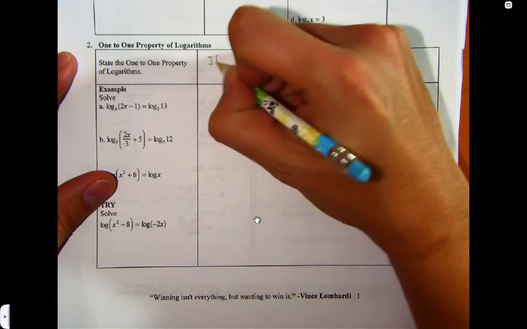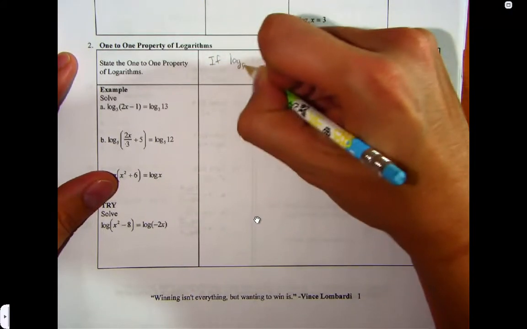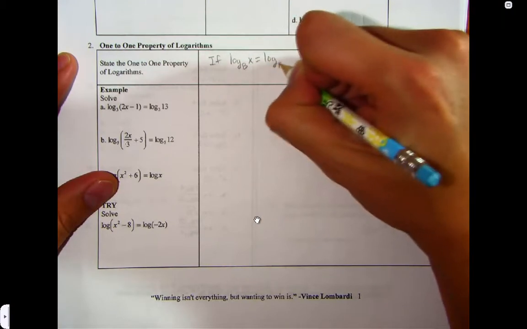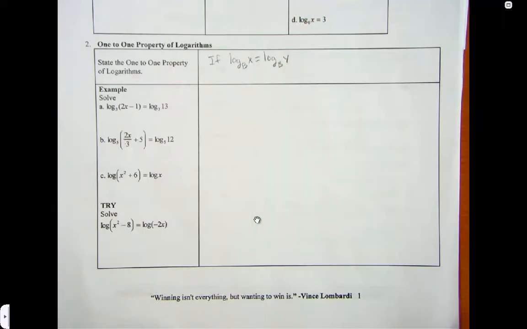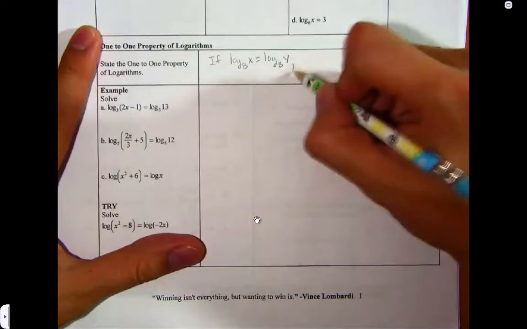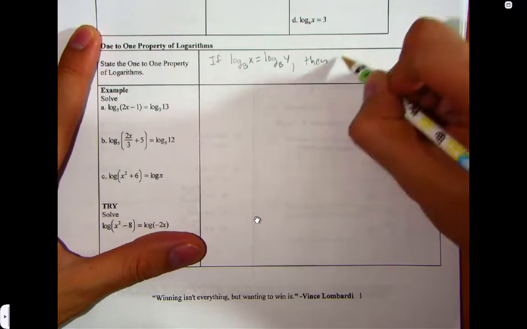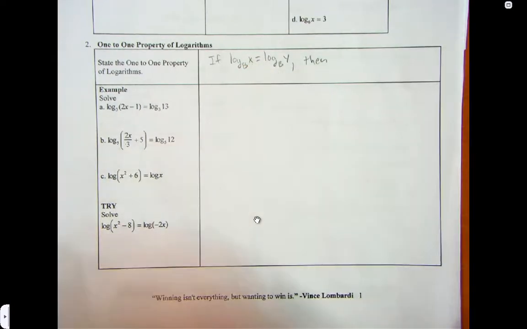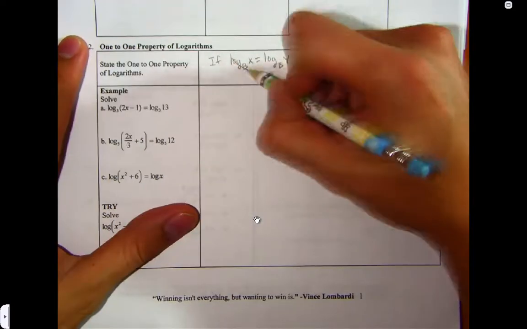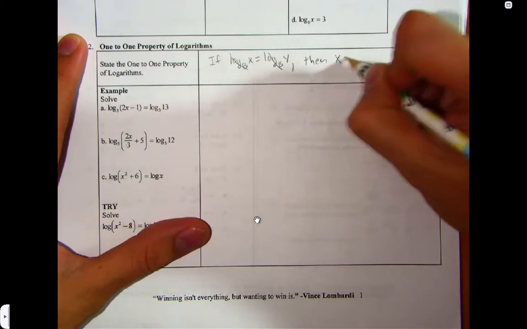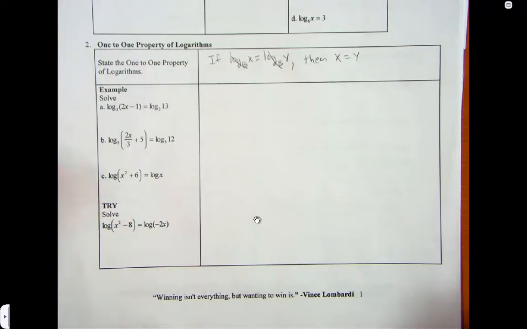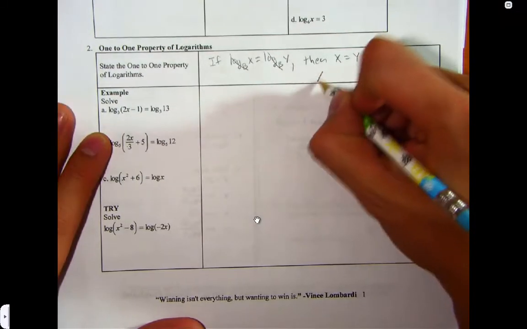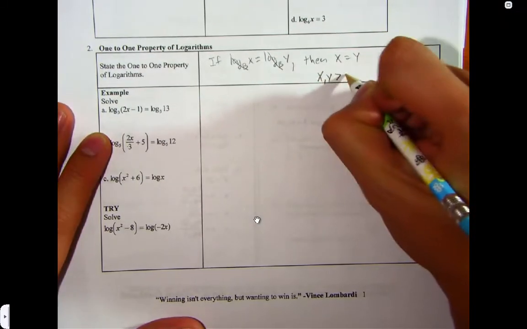If you have a log base b of x equals a log base b of y, then, so if you have one log on the left side and one log of the same base on the right side, you can cross these out and x equals y. There's a couple restrictions. You can't take logs of negatives, so that means we have to assume that x and y are greater than 0.